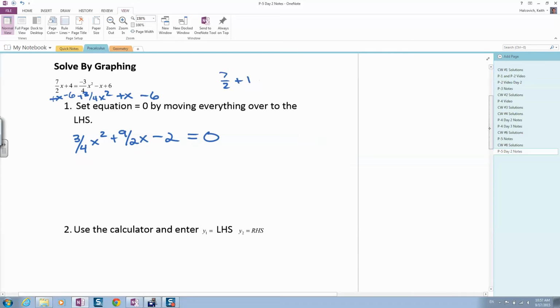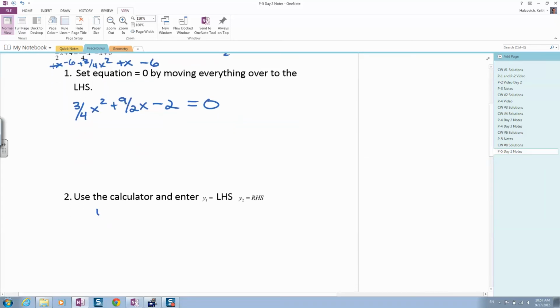So then we're going to use the calculator. Our y sub 1 is going to be the left-hand side, which is 3/4 x squared plus 9/2 x minus 2. And the right-hand side is going to be y sub 2, which is 0.